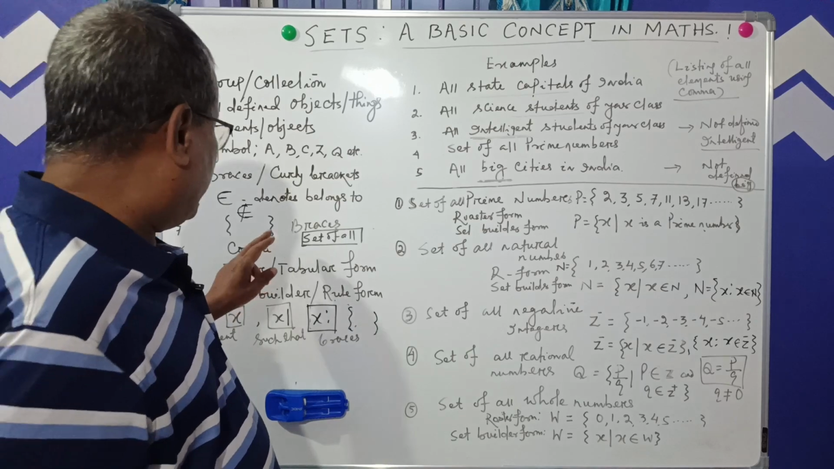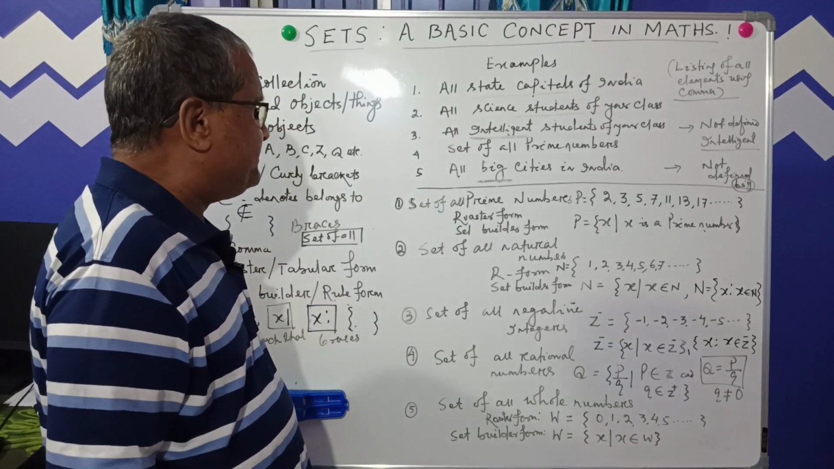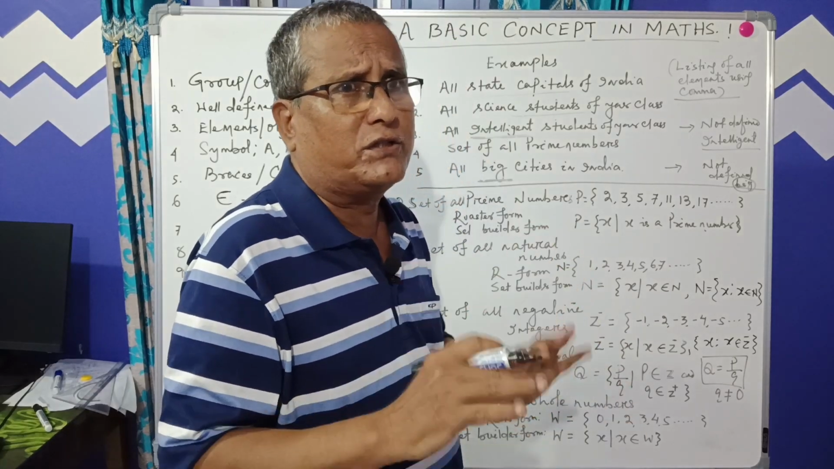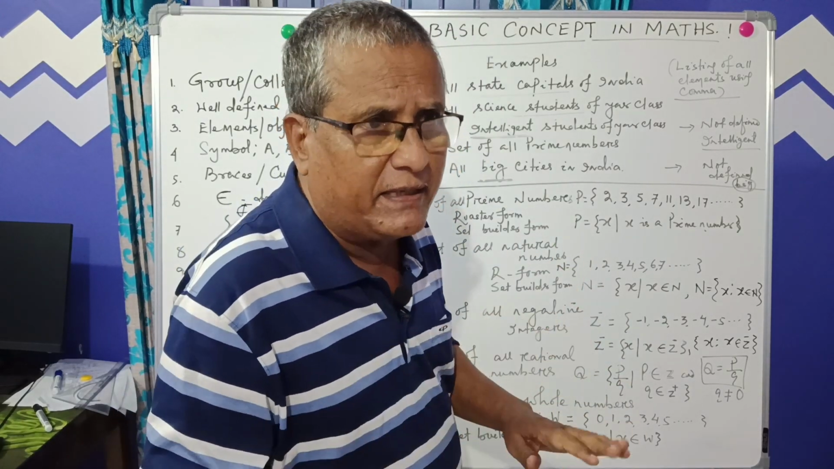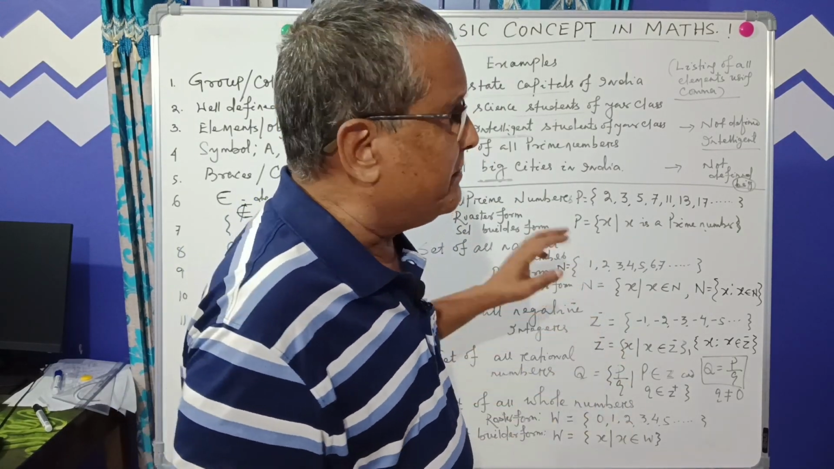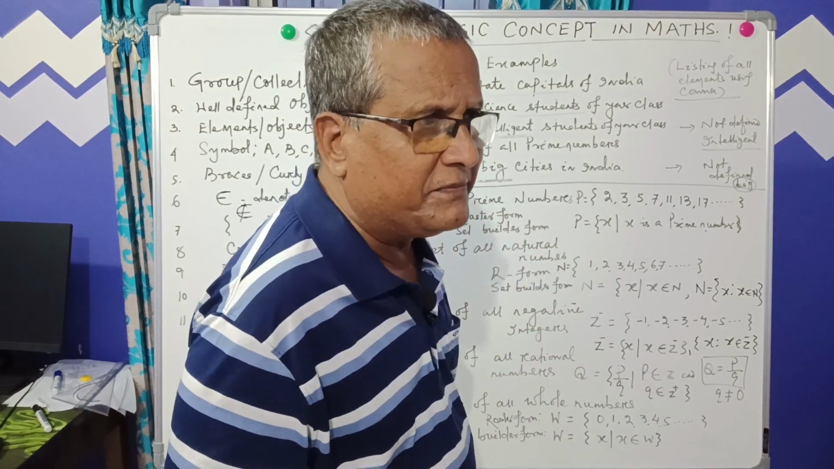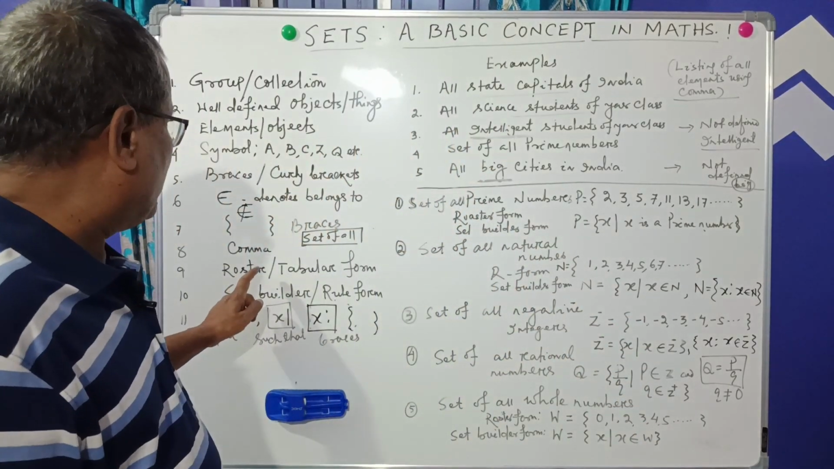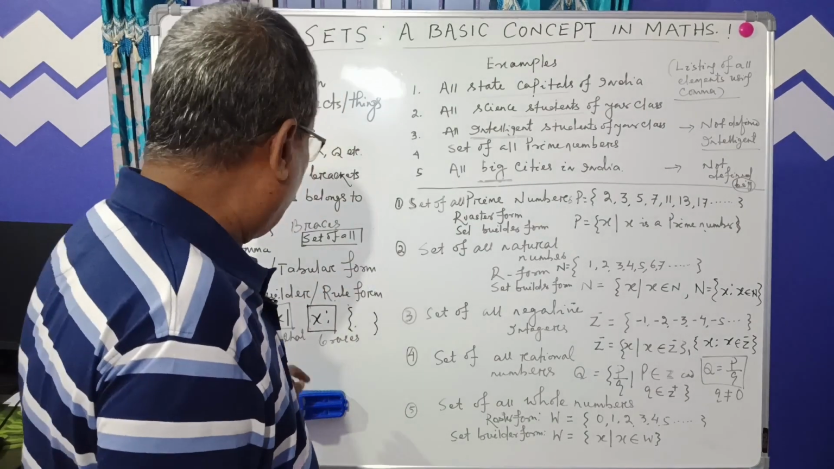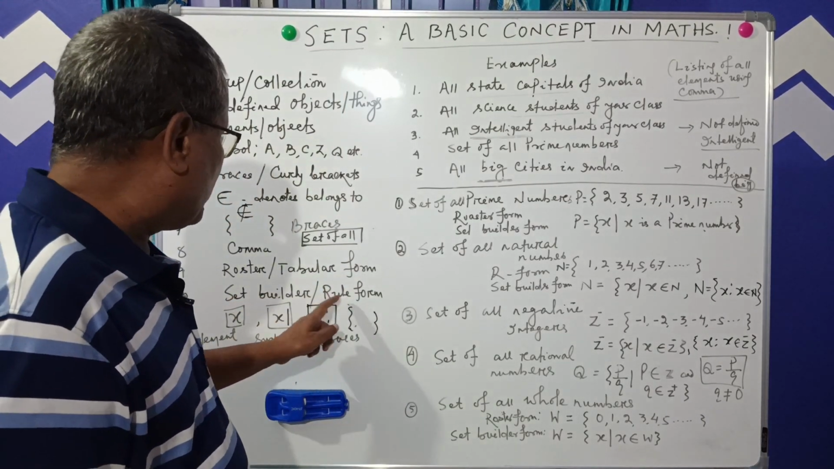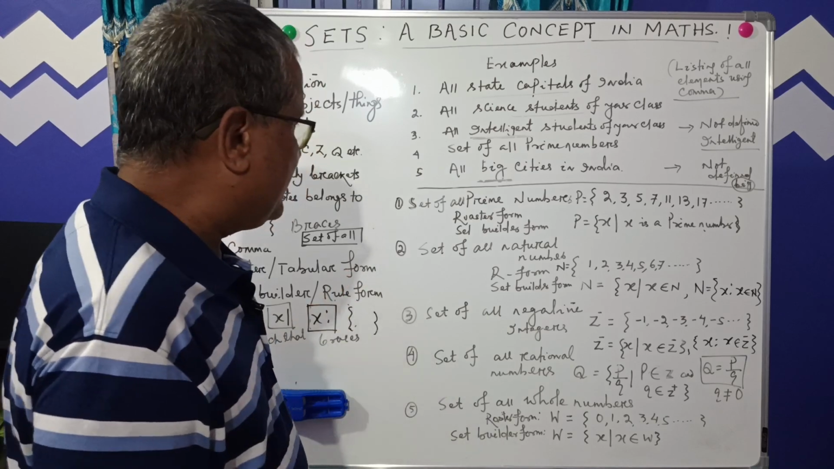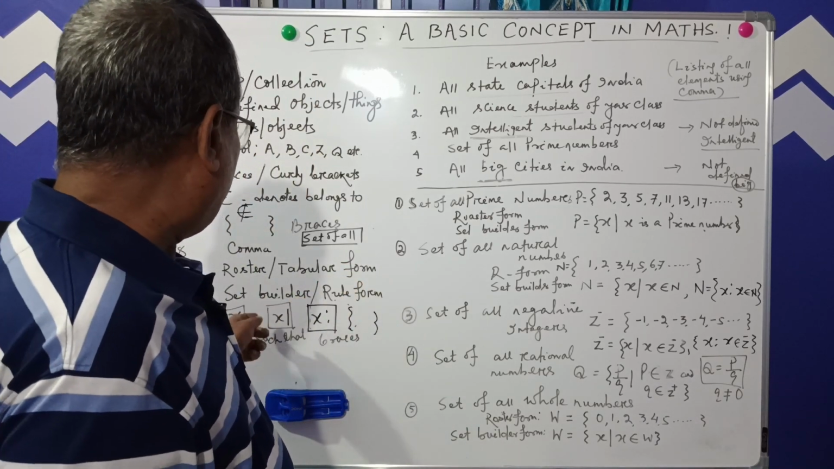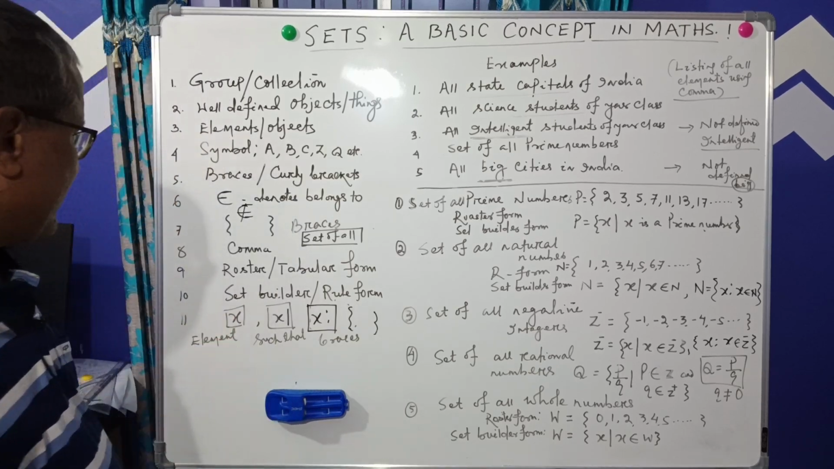But you see, there are two methods to represent or to write the sets, meaning their elements. There are two ways, two methods. The first method is roster or tabular form, and the second one is set builder or rule form. Okay. So before going to the roster form or set builder form, let us discuss this one.